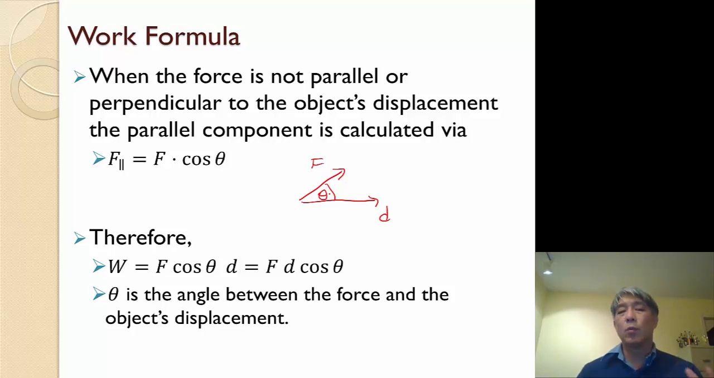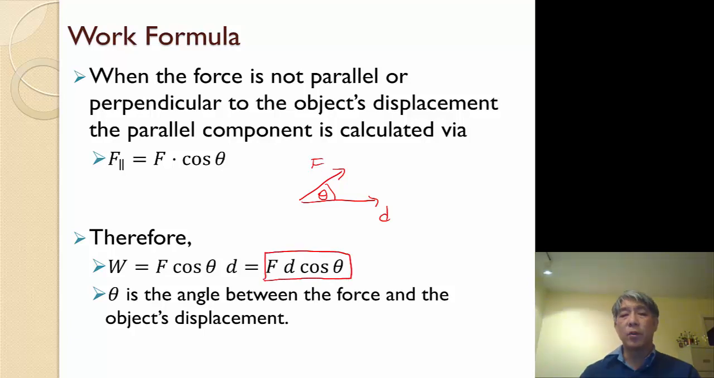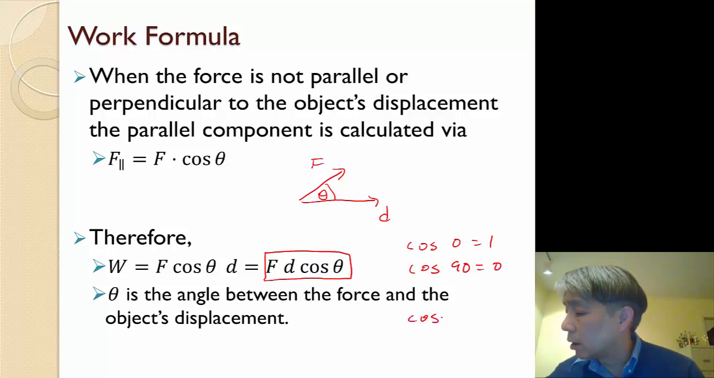So our formula, instead of saying work is equal to force parallel times displacement, though you could say that, this is pretty much the format that we're going to be using it in. Work is equal to force times its distance times the cosine of the angle theta. Many times our theta is going to be 0, 90, or 180. So we should know that cosine of 0 is 1, cosine of 90 is going to be 0, and cosine of 180 is going to equal -1.